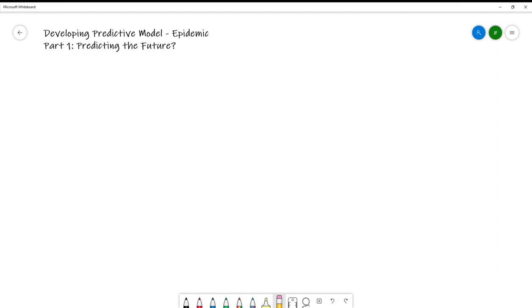Okay, so we're going to jump in and start thinking about what it takes to make a model. And anytime we're talking about making a predictive model, we're talking about predicting the future in some ways. And so I guess the first question to start with is just what does it take to do that? And in a really general sense, here's the idea.